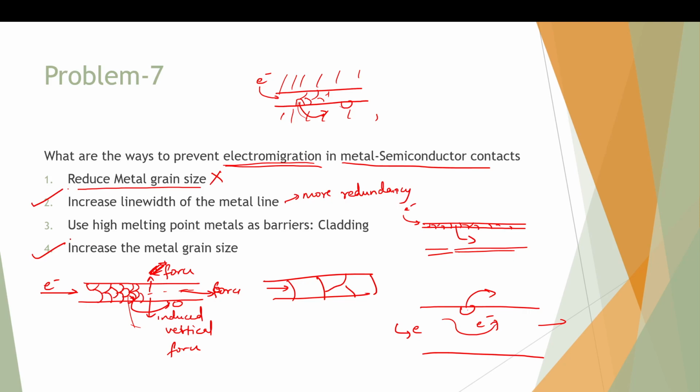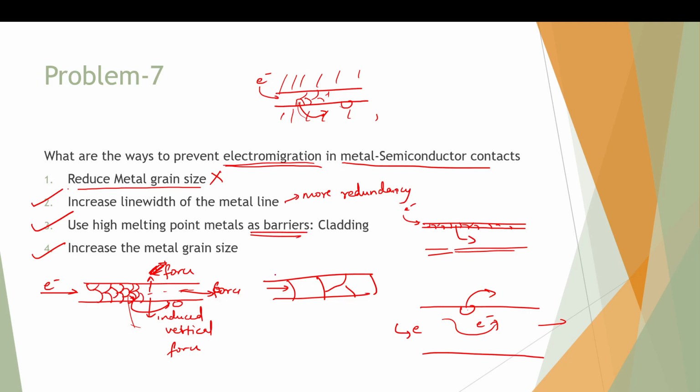And then one more point is using high melting point metals as barriers. It is known that when the metal through which we are flowing current is at a temperature close to its melting point, it is more likely for electromigration to happen. So, if we have a higher melting point material, then at the temperatures we are working at, the melting point is very high compared to that. So, the electromigration will be lower. Using this also helps. What do you mean by barriers?